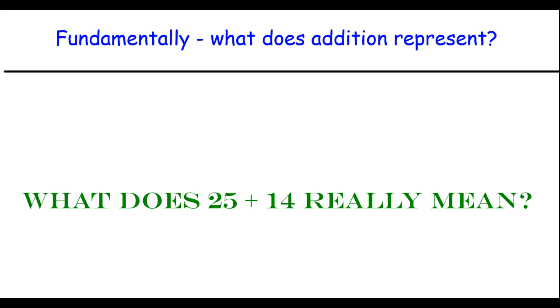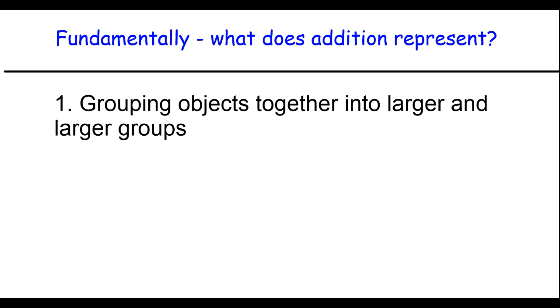So there's a few different things that you could talk about when you talk about what addition means. On the one hand, it's the bringing together of groups. So you have one group of 25, one group of 14, put them together, you end up with a group of 39. And that's great when it comes to adding with positive numbers. But when it comes to negative numbers, we have to think about addition slightly differently.